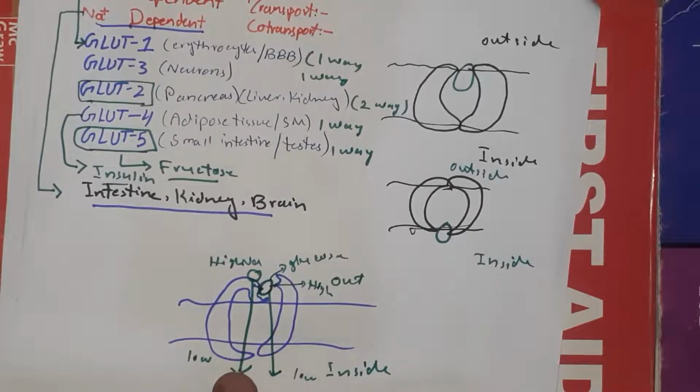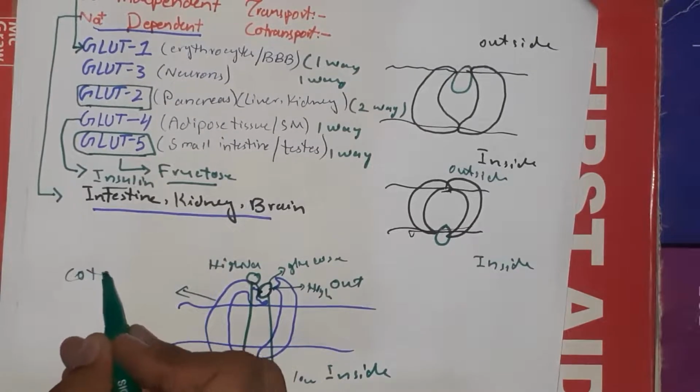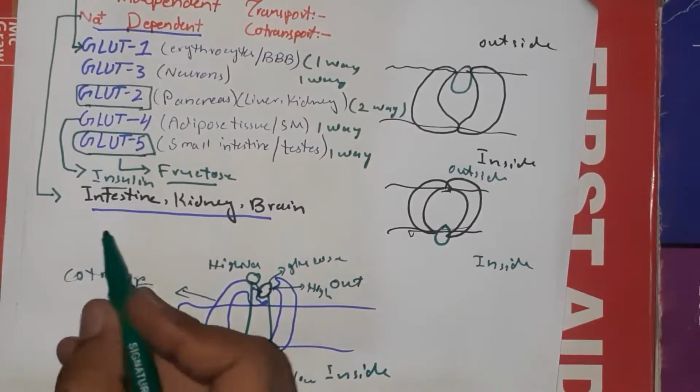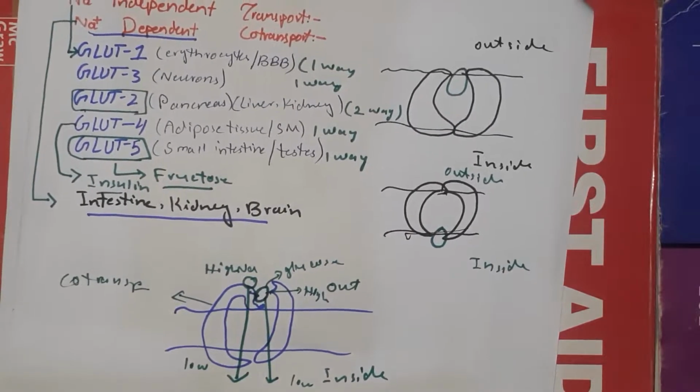This is basically an active transport, and this kind of active transport is called co-transport, and this transport happens in intestine, kidney, and choroid plexus of brain. So it was all about some important transporters, and in the upcoming lectures we will study about glycolysis and Krebs cycle and so on. Thank you.